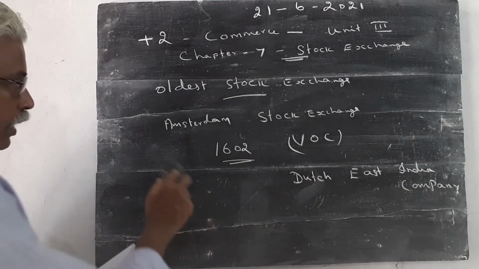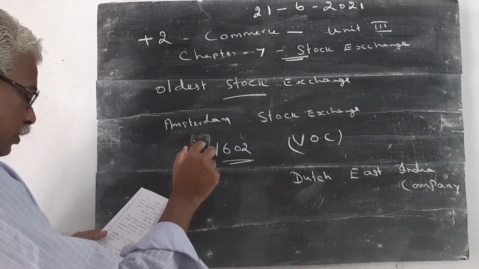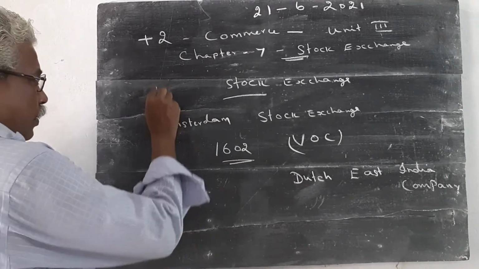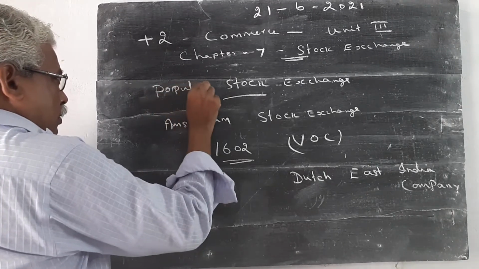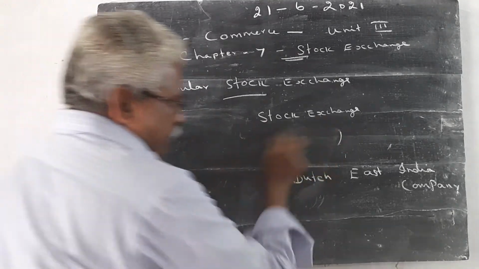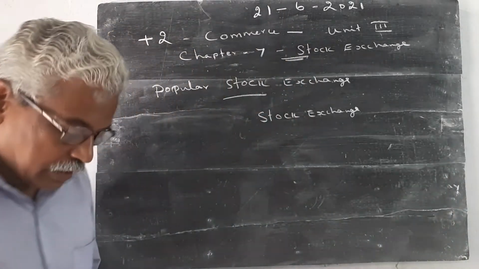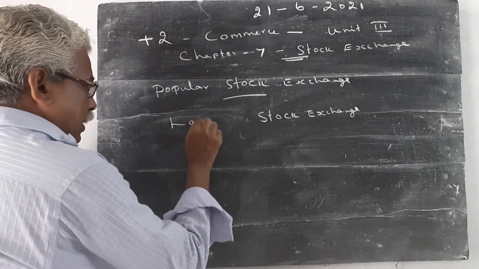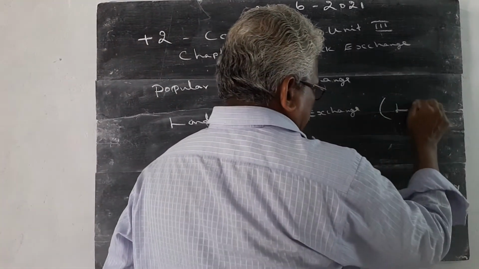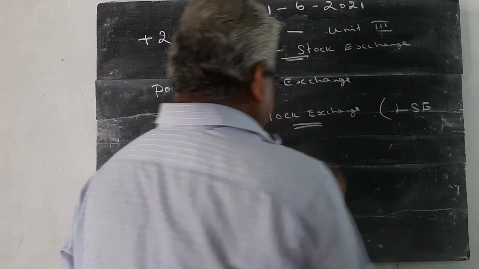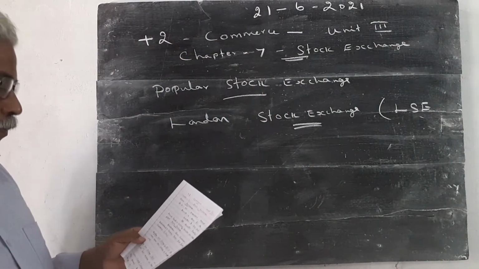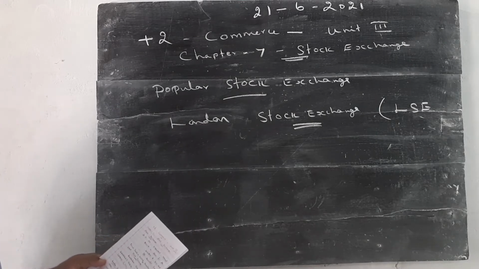Then the next stock exchange, the popular stock exchange. The popular stock exchange in the world is London Stock Exchange. In short form, it is called as LSE. London Stock Exchange is the most popular stock exchange in the world.